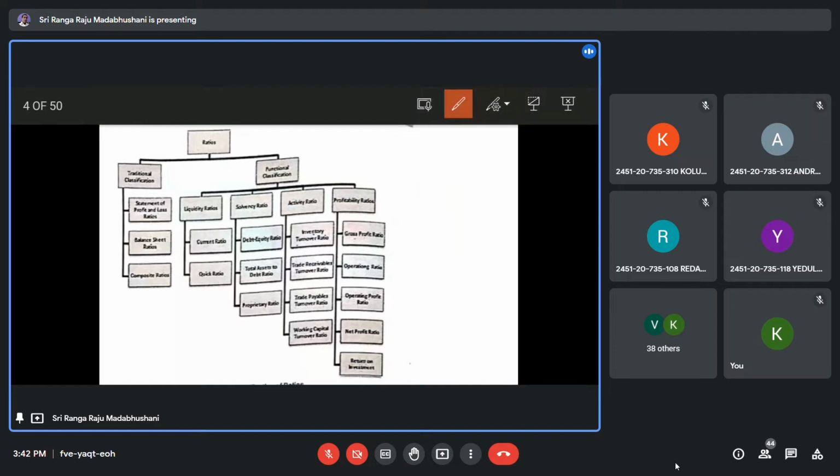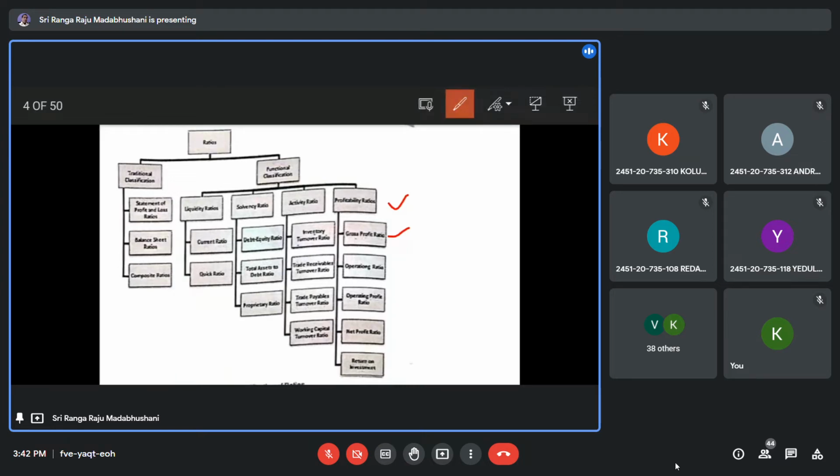Then if we take this on a functional basis, the profit and loss ratio: from profit and loss, you want to know what my gross profit ratio on sales is. Then you are able to compare with the previous year's gross profit ratio, or with a similar type of entity in the industry. Whether we are doing well or not, and why we are lagging behind. You are able to find out all those.